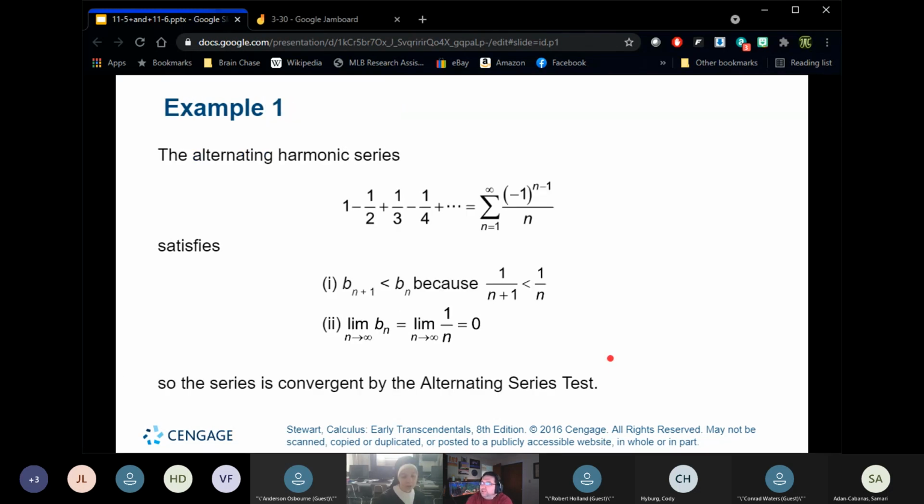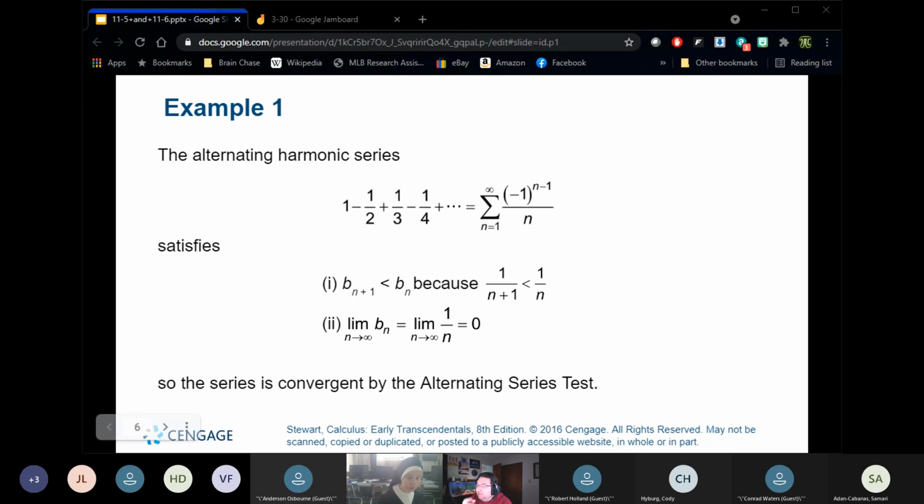All right, so let's look at what's known as the alternating harmonic series, because we already knew that the harmonic series that we tested before is not convergent. So if there were no sign changes, it's not convergent. But let's look at the alternating harmonic series. It goes 1, -1/2, +1/3, -1/4, +1/5, and so on and so forth.